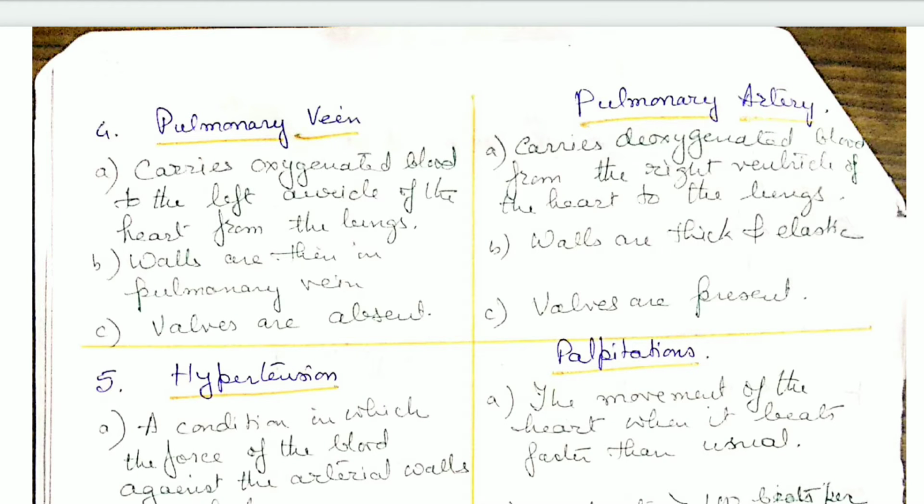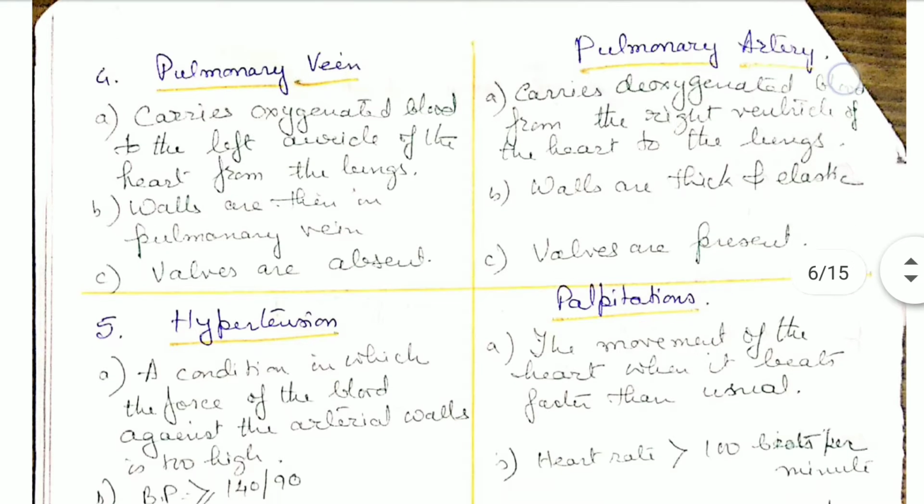Today I am going to continue with the discussion of the question answer series of the circulatory system in humans. In my last video I stopped with the difference between... So I'll start with the difference between pulmonary vein and pulmonary artery. Pulmonary vein is the only vein in our body which carries oxygenated blood to the left auricle of the heart from the lungs. And pulmonary artery is the only artery in our body which carries deoxygenated blood from the right ventricle of the heart to the lungs.